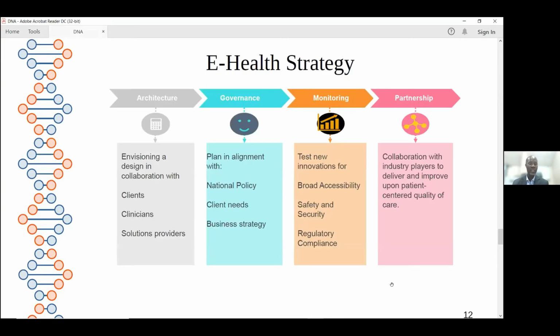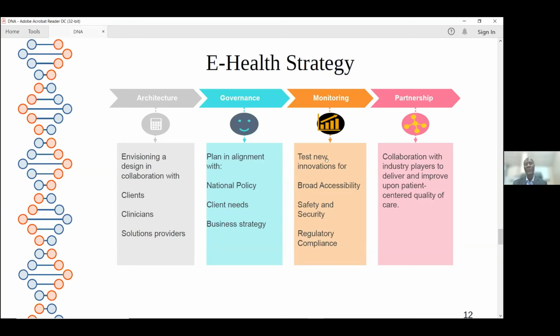So our overall strategy, which we keep fine-tuning from our participation and what has been presented so far, is first to look at the architecture, which Mr. Kwashi talks about most. So we look at most of the things that he does, and then we try to make sure that we have a very sound architecture in place. We also look at the governance aspects of it, where we make sure that we comply with national policies. We take into consideration the client needs. And then because we are private, we also need to look at our business strategy.